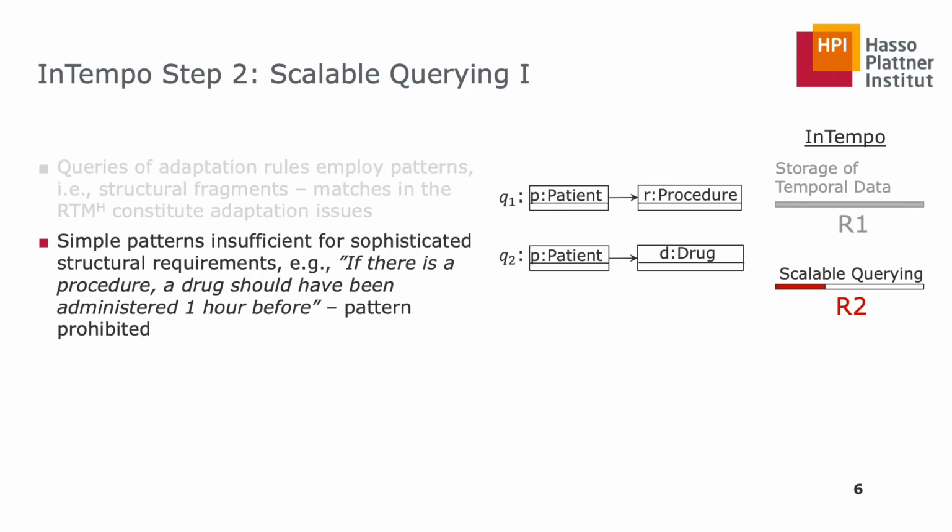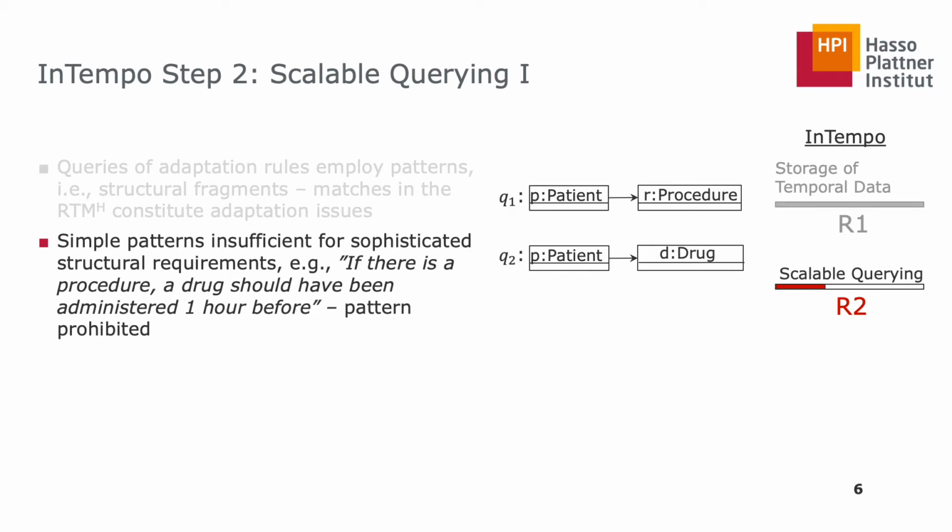Sometimes simple patterns are insufficient for more sophisticated structural requirements. I remind you of the example from the medical guideline we discussed here. If there is a procedure, a drug should have been administered 1 hour before. The patterns on the right, Q1 and Q2, represent structurally these requirements. Q1 associates a patient with a procedure, and Q2 associates the patient with a drug.